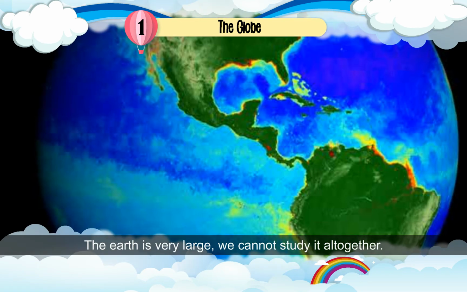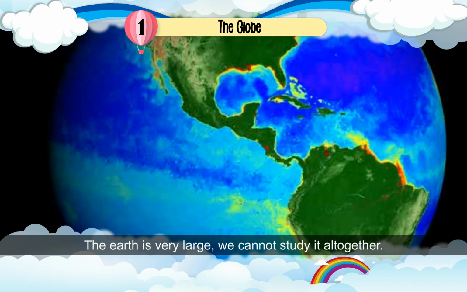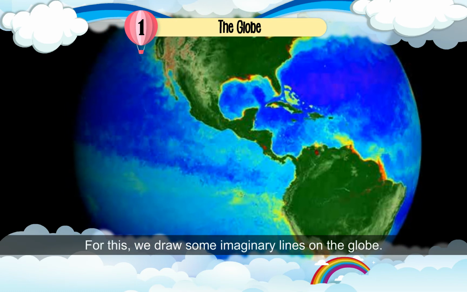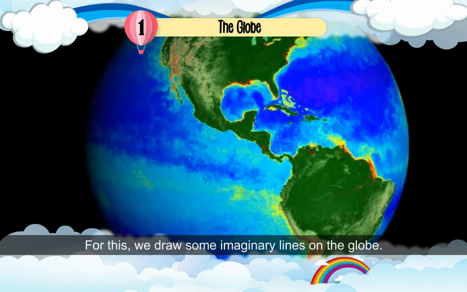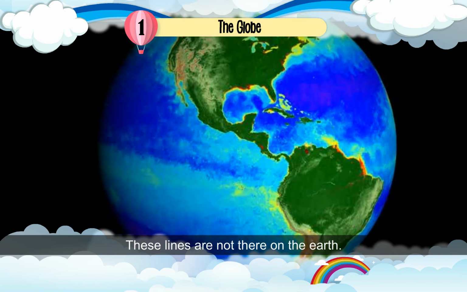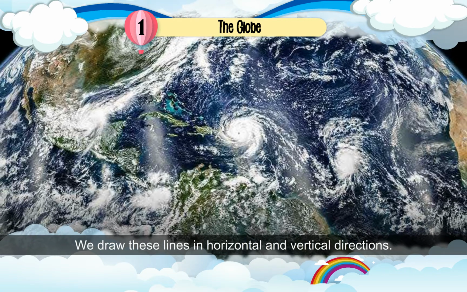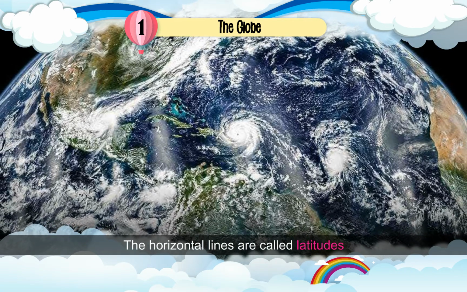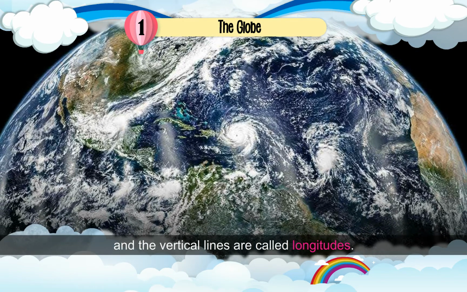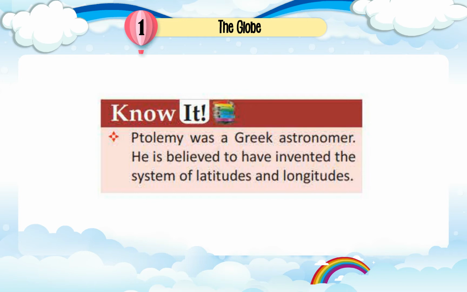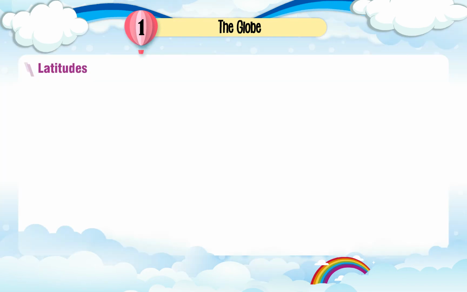Studying the earth. The earth is very large. We cannot study it all together. So, we divide it into some parts. For this, we draw some imaginary lines on the globe. These lines are not there on the earth. We draw these lines in horizontal and vertical directions. The horizontal lines are called latitudes and the vertical lines are called longitudes. Know it. Ptolemy was a Greek astronomer. He is believed to have invented the system of latitudes and longitudes.